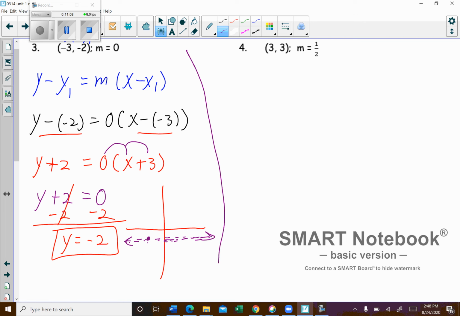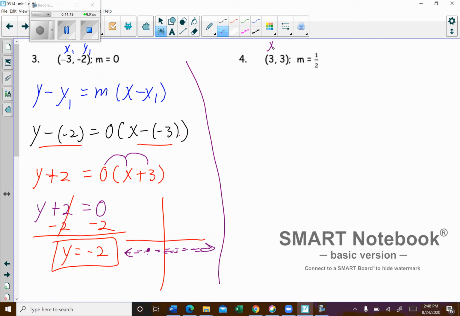All right, our next one will be a little bit more challenging. We're going to have to deal with some of those fractions I was talking about. So let me scroll back up. So let's see, x1, y1. I'll go ahead and write down our formula. And let's see, so I'm going to substitute these values in. So y minus 3 equals 1/2 times x minus 3. This time, I don't have any double negatives. Well, that's nice. But my next step will be to distribute the slope.